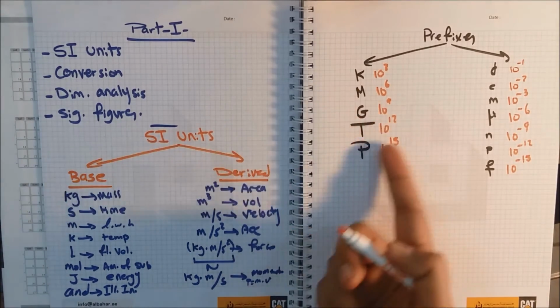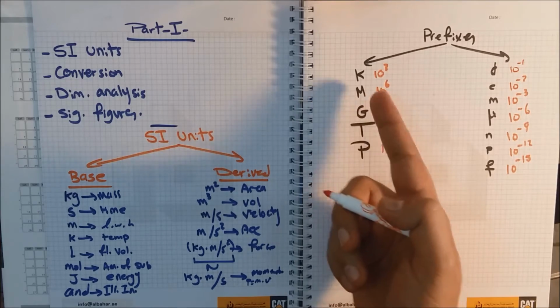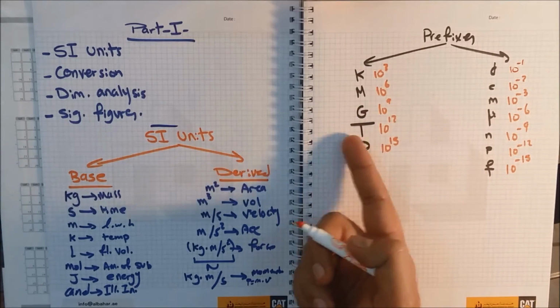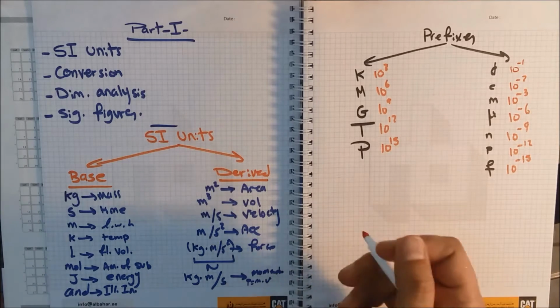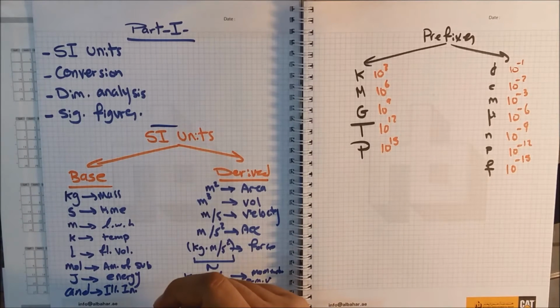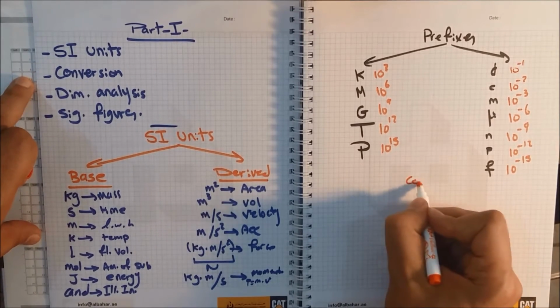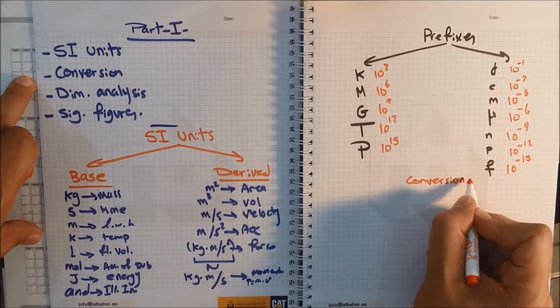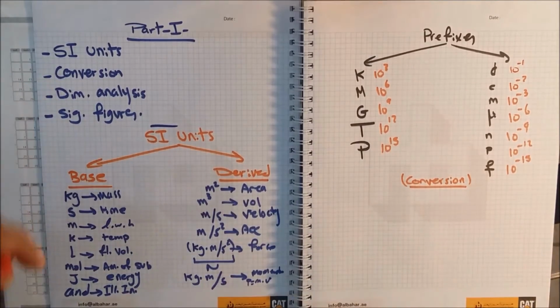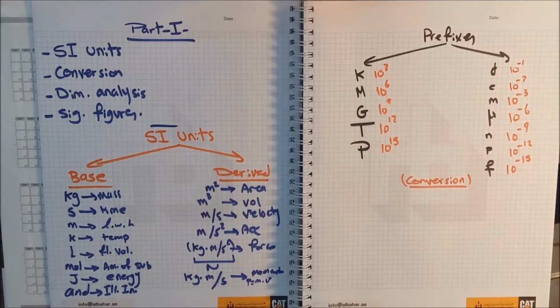And this one, you can remind yourself of the computer's storages, like kilobyte, megabyte, gigabyte, terabyte, and petabyte. This would be in the future. The question now is, how can I convert from one unit to another, from one prefix to another? This is now the question related to conversion.